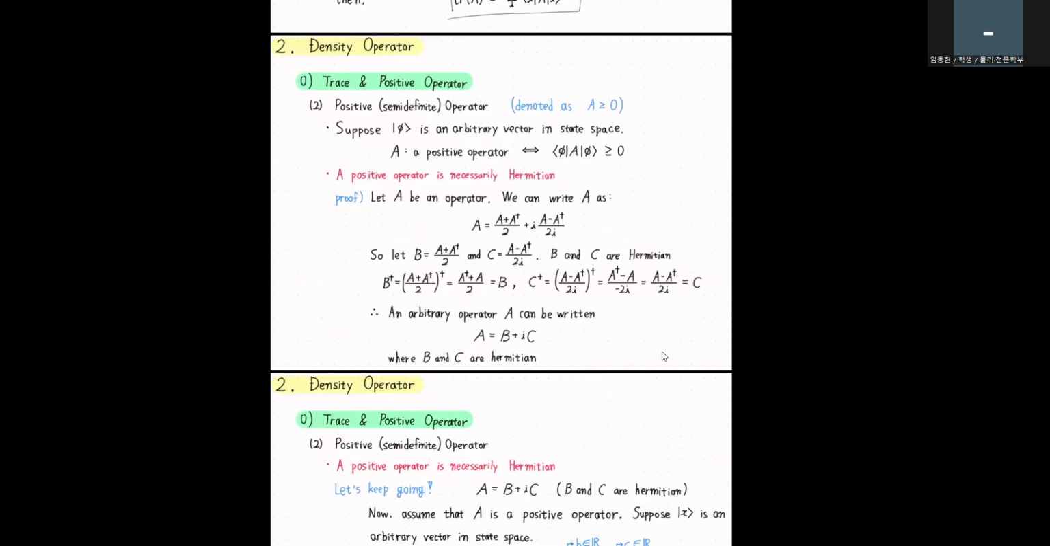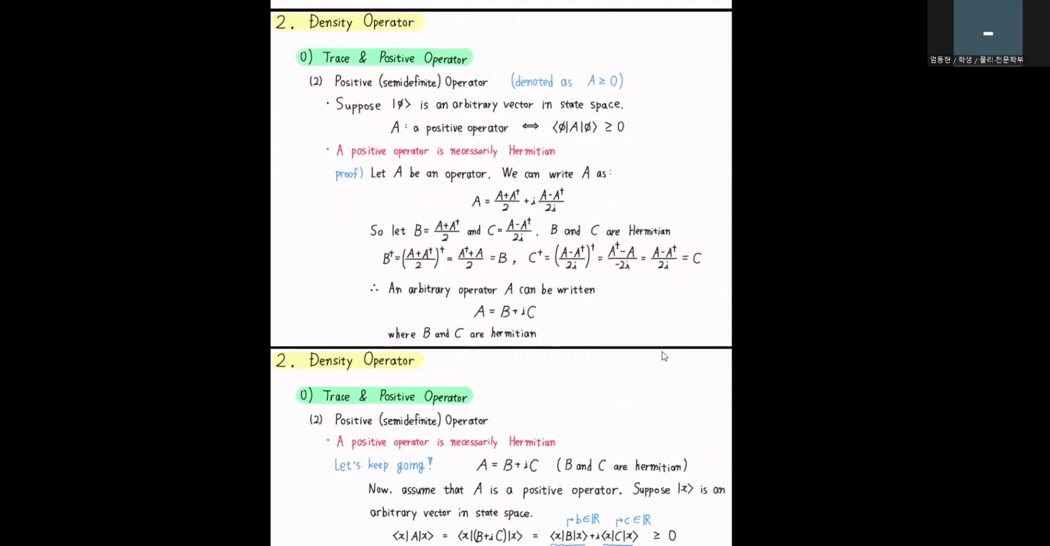In addition, another useful way of representing the trace is like so, in which we take the expectation value of each of the basis vectors for our matrix or operator A to calculate the trace. And this, as you can see, is just equivalent to taking the sum of the diagonal entries in the matrix A. Next, a positive operator, or positive semi-definite operator, is an operator whose expectation values are always greater than or equal to 0 for any arbitrary vector in state space.